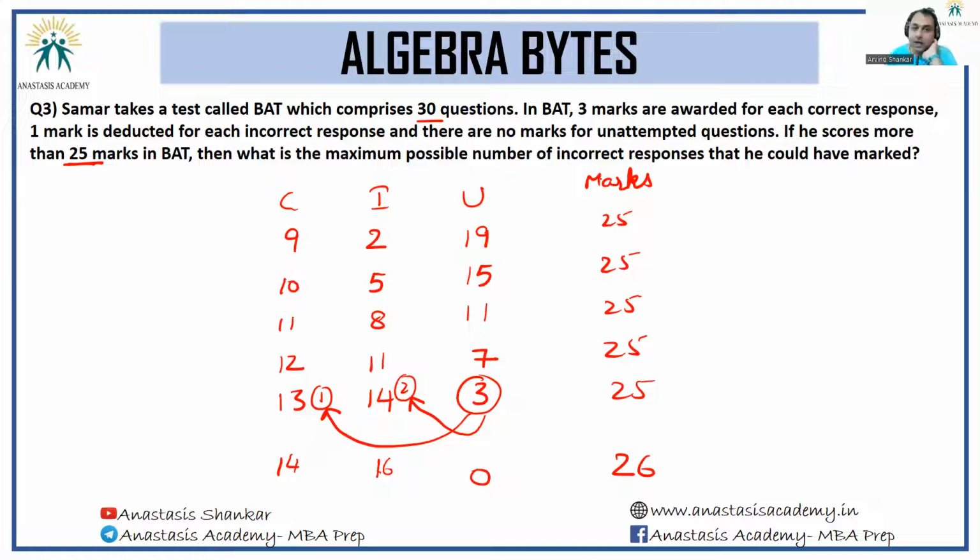What is the maximum possible number of incorrect responses that he could have marked? The answer is 16.